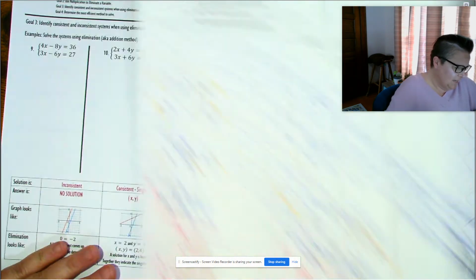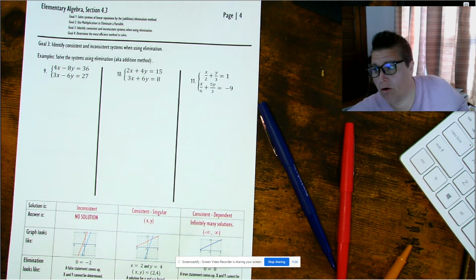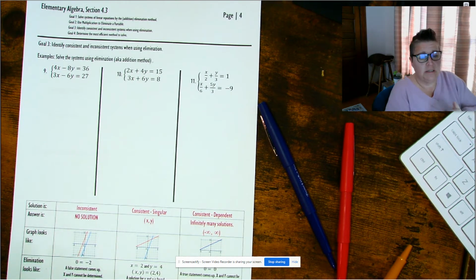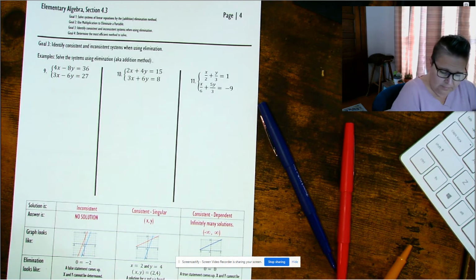Oh, consistent and inconsistent systems. Okay, we talked about how there are 3 different types of solutions. An inconsistent solution, a consistent solution with a singular solution, and a consistent dependent system which has infinitely many solutions. In other words, one line is simply a copy of the other.